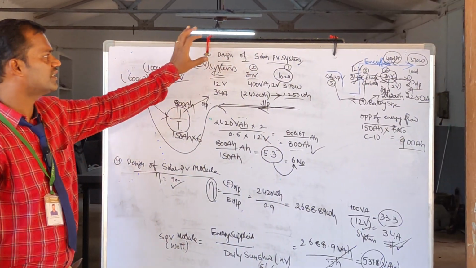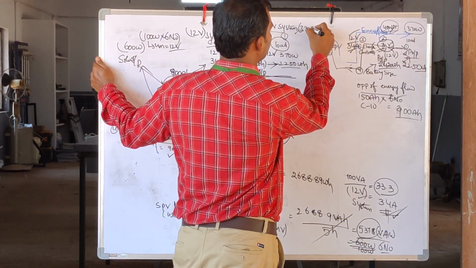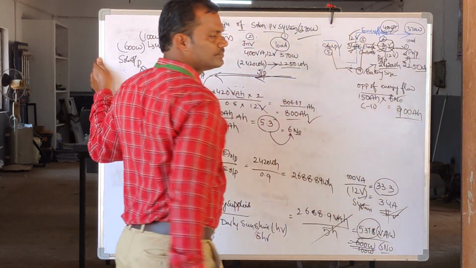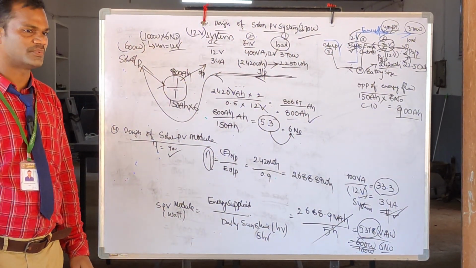Hope this is how to design a solar PV system for a given load of 370 watts as per the given problem. Okay, now let's try to do one more problem, then you can have more experience.